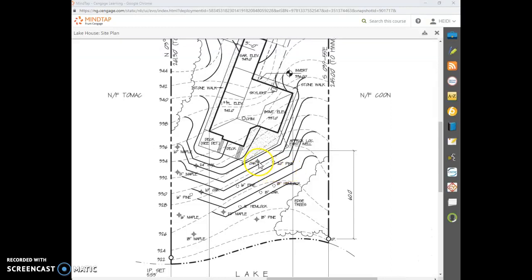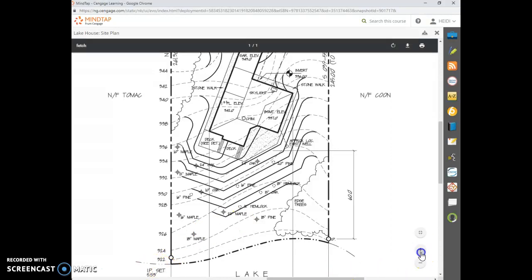So we see a 24-inch oak right here, and it's between 2 contour lines. So it's between 328 and 330. So we're going to have to interpolate to be able to say what the elevation is there. To interpolate, you need to go to page 63 and take a look at step number 1. Step number 1 says to scale the distance between the 2 adjacent contour lines.